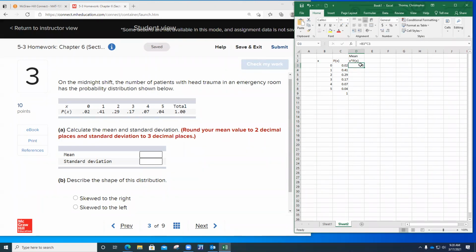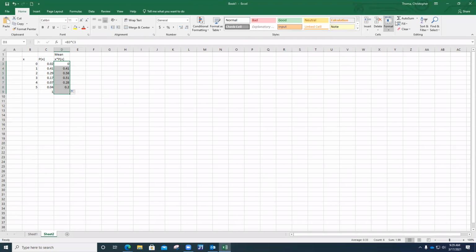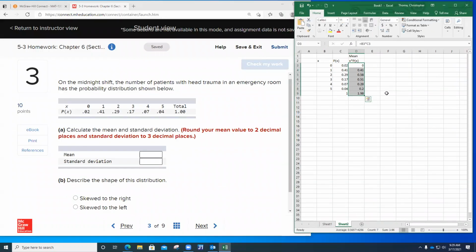But now what you can do is you click on this cell. See, I have this big plus. If I move to the bottom right, it becomes a small plus. Click and hold on your mouse and drag it down. And it just did all the calculations for you. So it multiplied every one of the x's and p of x's. And then we'll make it big so we see our sum. Highlight all the numbers and then add them together. And this gives you your mean. So to find the mean again, it's x times p of x, and then you add them together. So my mean is 1.98.